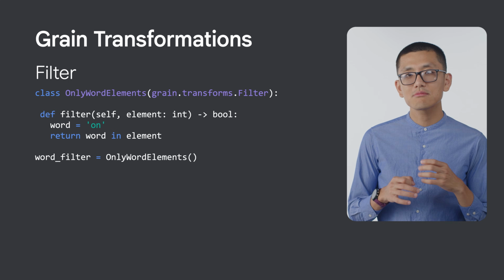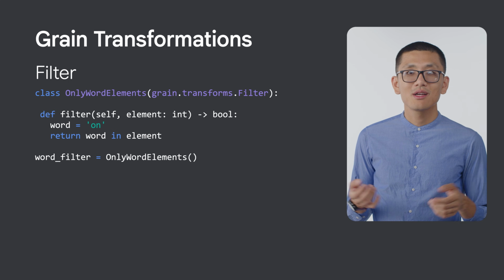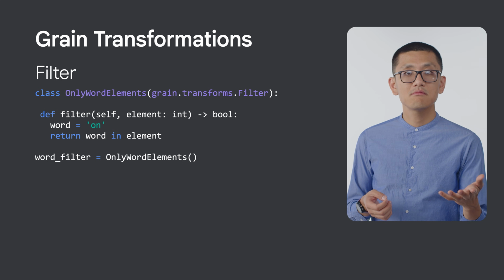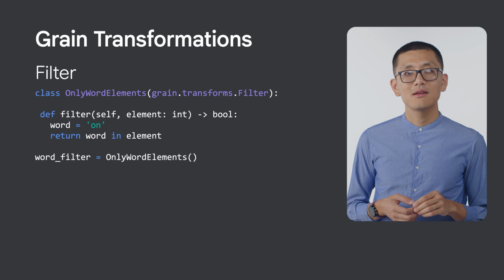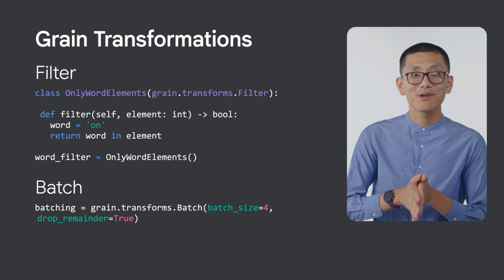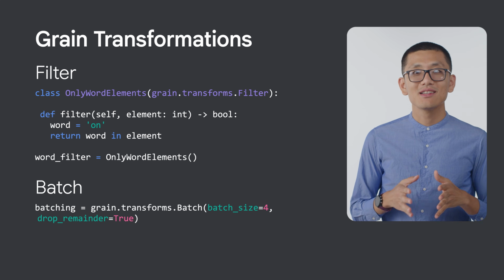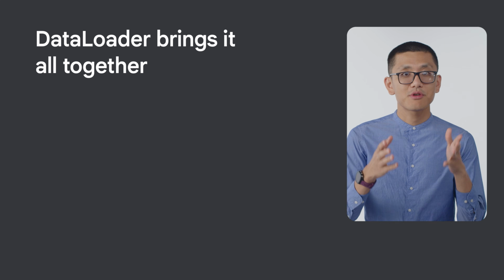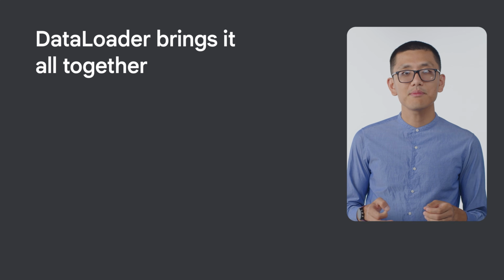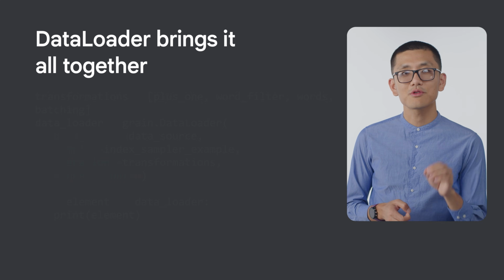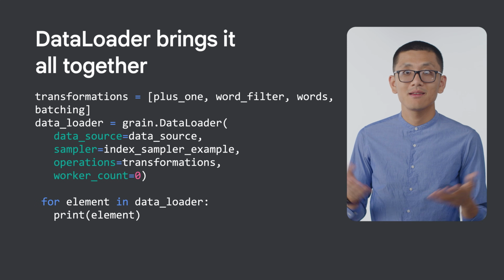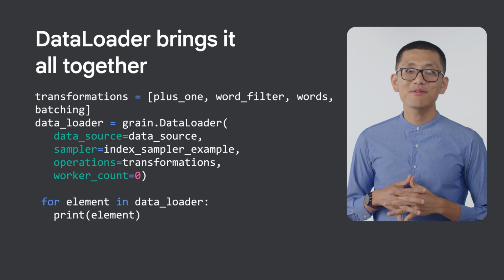Filter is also just like the standard Python filter, where you should return true or false based on whether you want to keep an element in the dataset or not. Finally, somewhat unsurprisingly, batch will help you create batches of your dataset so that it can be consumed by your model in nice chunks. Once you have your data source, transformations, and sampler set up, it's easy to pass them all to Grain.DataLoader to then pull it all together for you. And that's the DataLoader API in a nutshell.